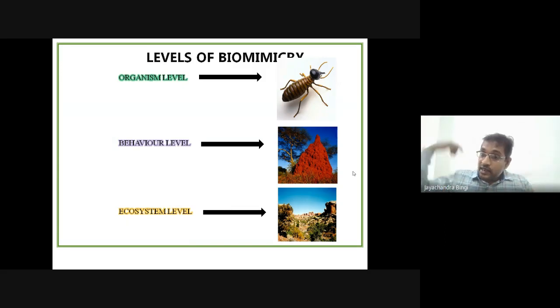So the tree is connected with the sun. The sun is a part of its environment. The tree is also connected with the moon. So the moon is a part of the environment, because they say most of the medicinal plants are active at night. Especially in the Indian Ayurvedic context, they say the medicinal values grow because of the moon, not because of the sun.